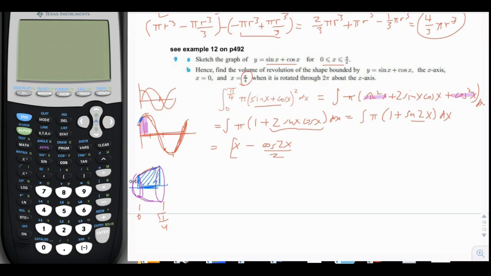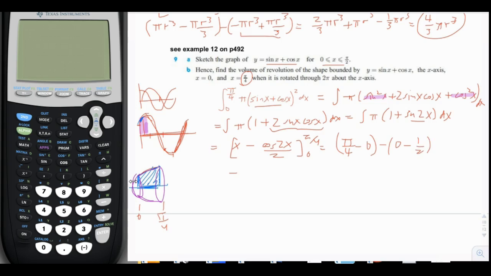So now we can evaluate the integral from 0 to pi over 4 finally. So we first put pi over 4 in there, and we'll get pi over 4 minus cosine of 2 times pi over 4, which is pi over 2. The cosine of pi over 2 is the cosine of 90 degrees. Cosine of 90 degrees is 0. So, 0. Then we subtract that expression with 0 in it. So that would be 0 minus cosine of 2 times 0, which is cosine of 0. Cosine of 0 is positive 1. Divided by 2 is 1/2.